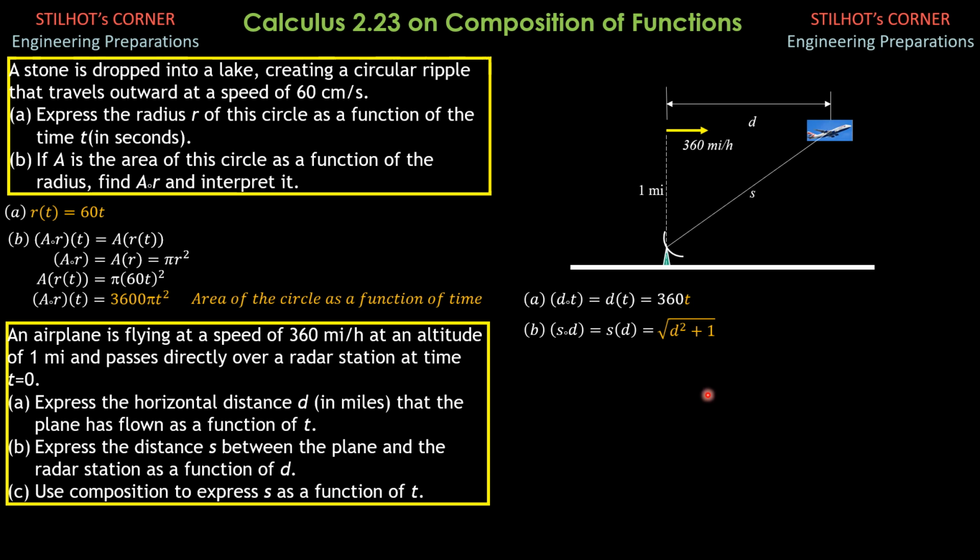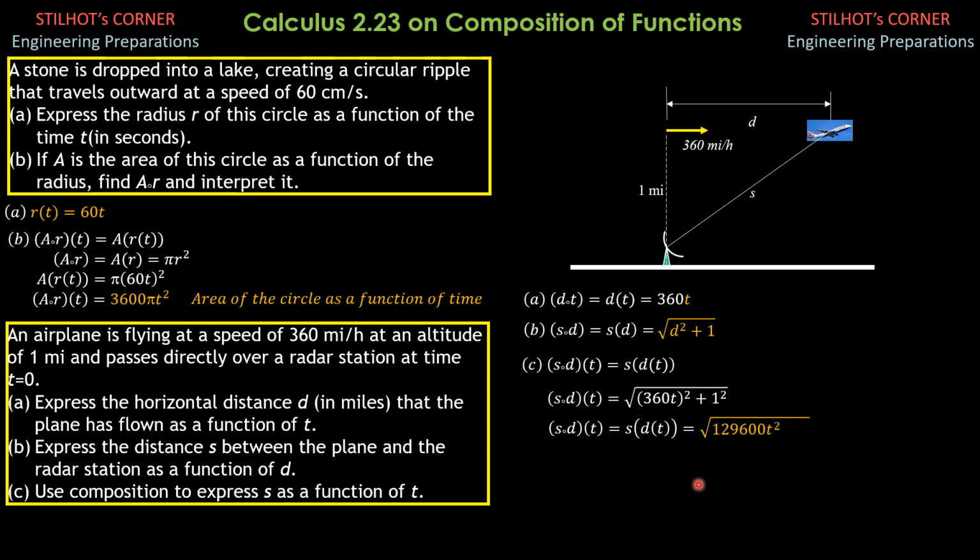For part C, use composition to express s as a function of t. So s of d as a function of t is s of d of t. We replace d here by 360t. So that would be the square root of quantity 360t squared plus 1 squared. 1 squared is still 1. And s of d as a function of t is the square root of quantity 129,600t squared plus 1. So that's it for this problem.